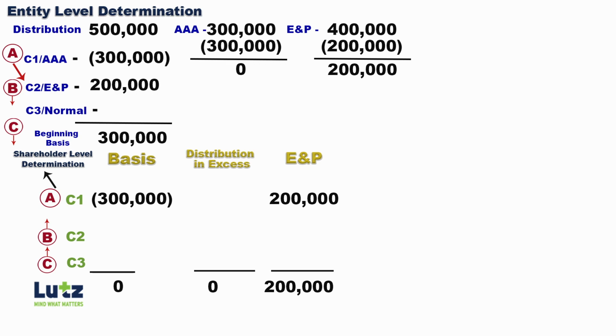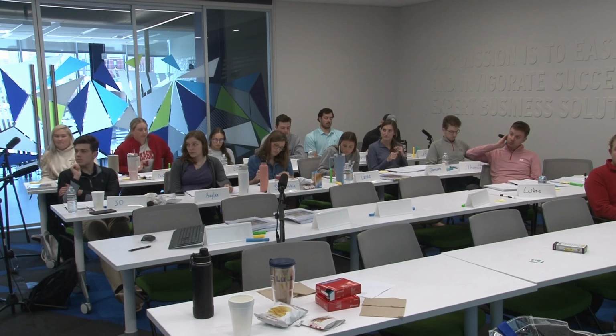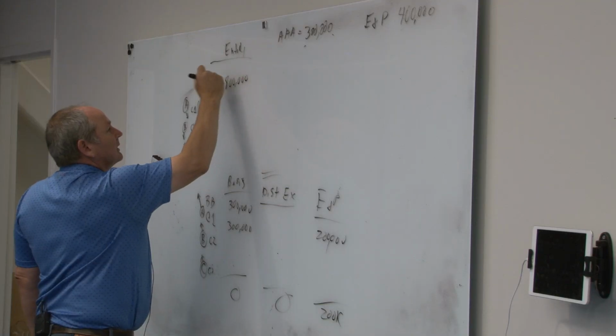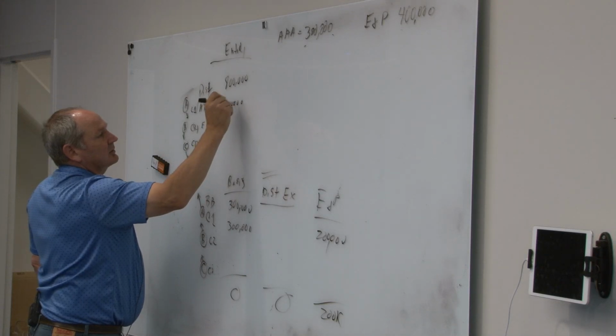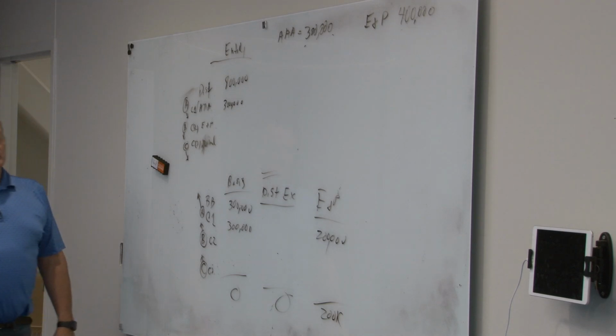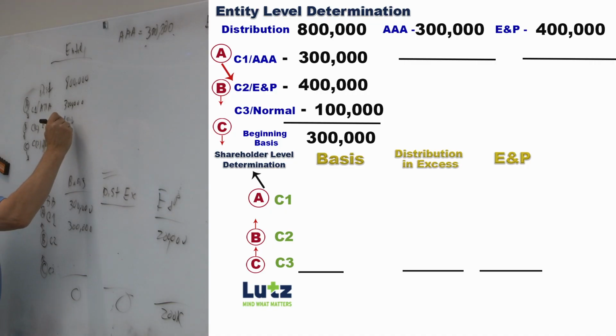What's my next? Is it 800? Yeah. 800. AAA is how much? 300. So we account for the entity level distribution by its category. 300. How much do we have left to account for after we account for the first 300? 500. How much is my E&P? 400. How much do I populate the next line with? 400. How much do I have left over? 100.